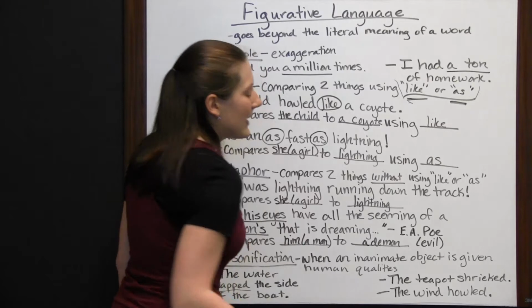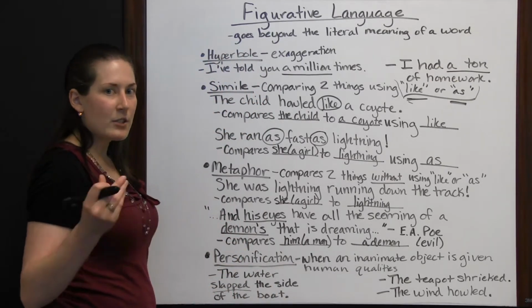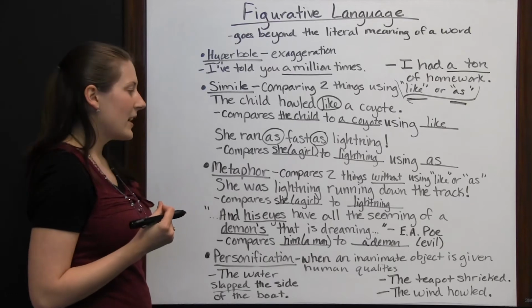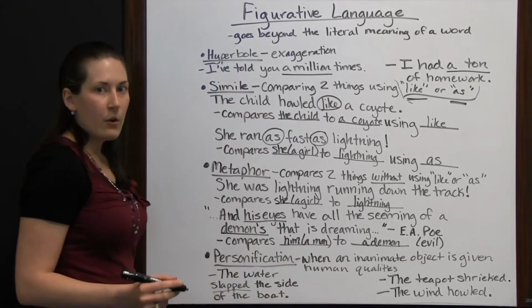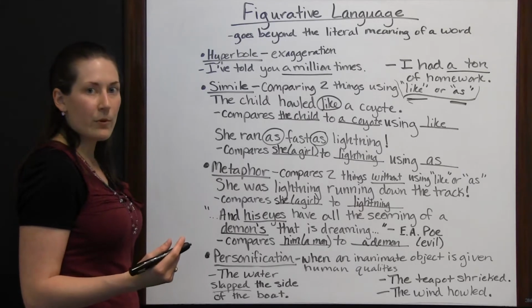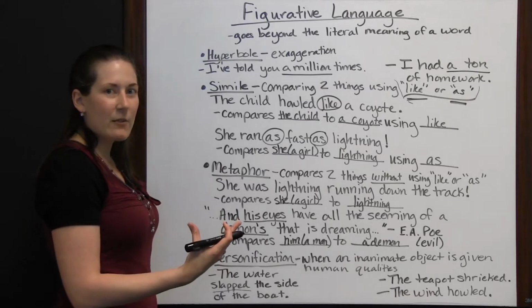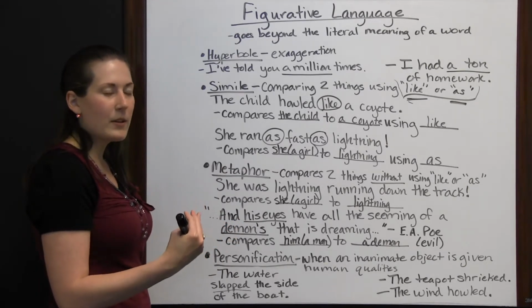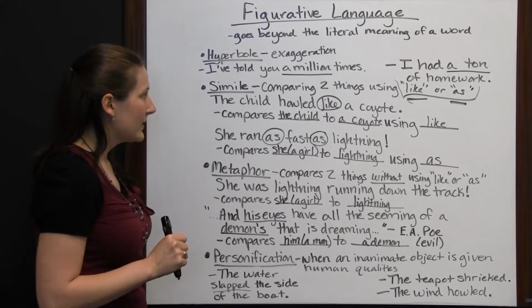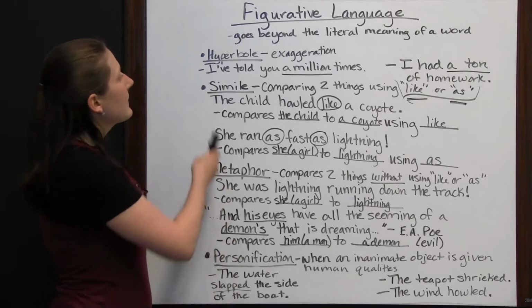But a teapot isn't actually shrieking like a person would. It's simply making that noise because the air is hot enough that it's trying to get out now. Or the wind howled. Wind can't howl like a wolf would howl, but wind makes that same kind of sound sometimes, and so the author is trying to put that sound of howling in your mind when they're describing the wind. So figurative language can be a lot of different things.